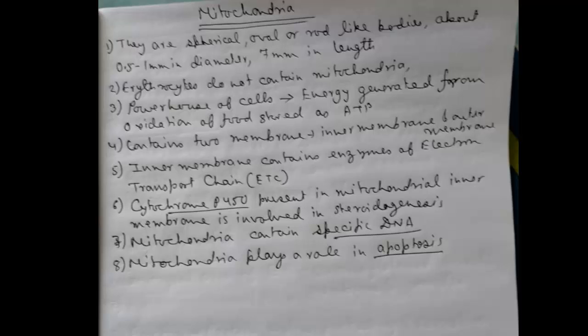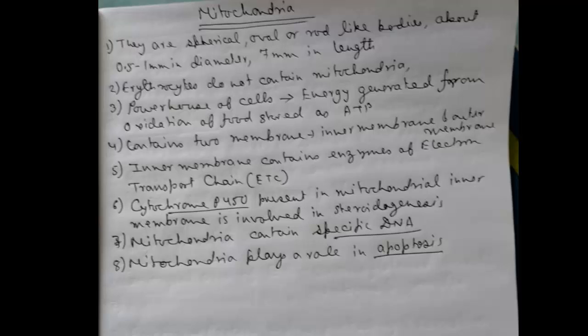It contains two membranes, inner membrane and outer membrane. Inner membrane folds to form cristae. This inner membrane contains enzymes of the electron transport chain. Cytochrome P450 system is present in the mitochondrial inner membrane, which is involved in steroidogenesis. Superoxide dismutase is also present in cytosol and mitochondria. Mitochondria also contains specific DNA.